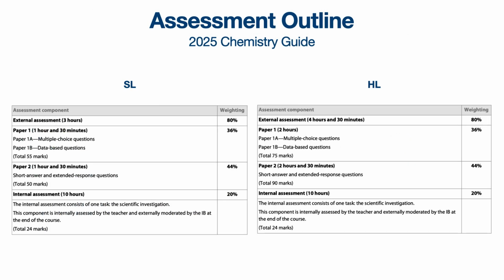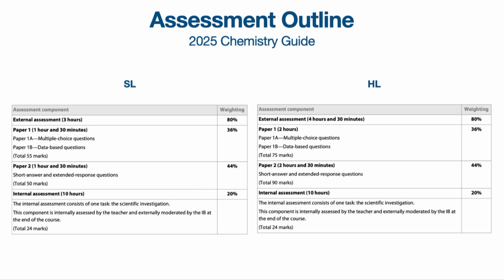Okay, this is the assessment outline for the new syllabus. Let's first look at SL. The external assessment weighs 80% of your entire grade, so this assessment is quite important. It consists of Paper 1 and Paper 2, which each weigh 36% and 44%. Paper 1 is then divided into two sections, Paper 1A and Paper 1B. Paper 1A is comprised of 30 multiple choice questions on standard level material. And Paper 1B is comprised of data-based questions and questions on experimental work, such as labs.